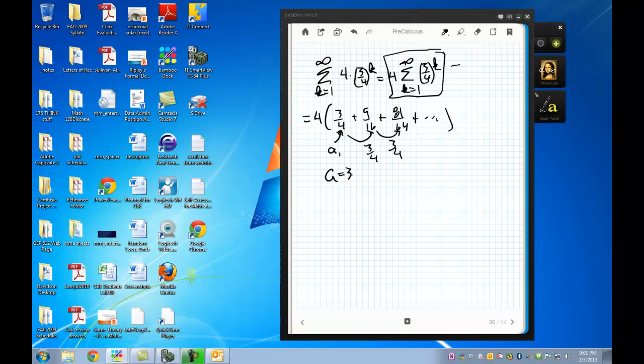So I know, look, first things first, what's A? A is 3/4. What is R? R is 3/4. Thank God, because if it weren't 3/4, it would diverge, right? Now this 4 is just along for the ride.